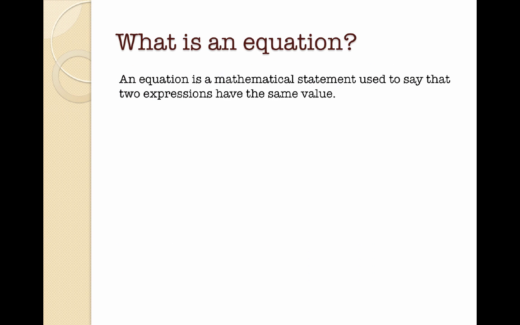An equation is a mathematical statement used to say that two expressions have the same value. What does that mean? Well, 3 plus 10 equals 13 is a true equation because 3 plus 10 does equal 13, and 2 plus 2 equals 17 is a false equation. We're showing that the left-hand side, 3 plus 10, equals the right-hand side, which is 13. Those are two mathematical statements, and they are equal because they have the same value.